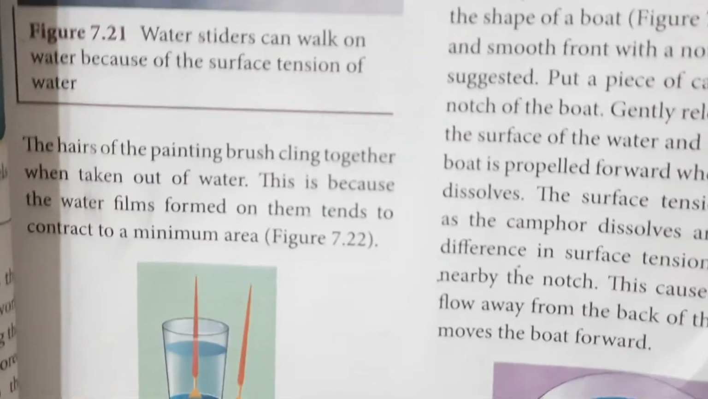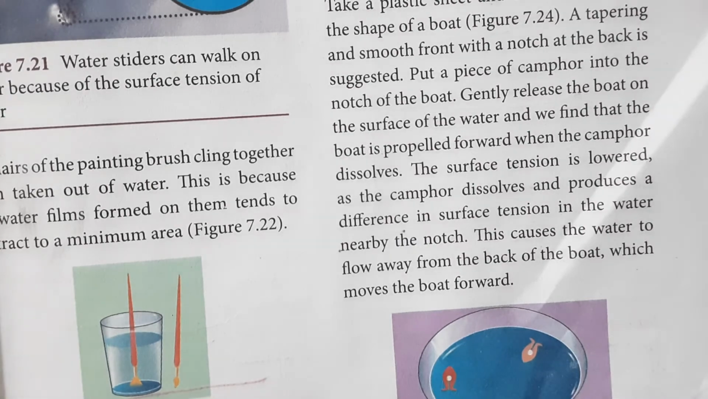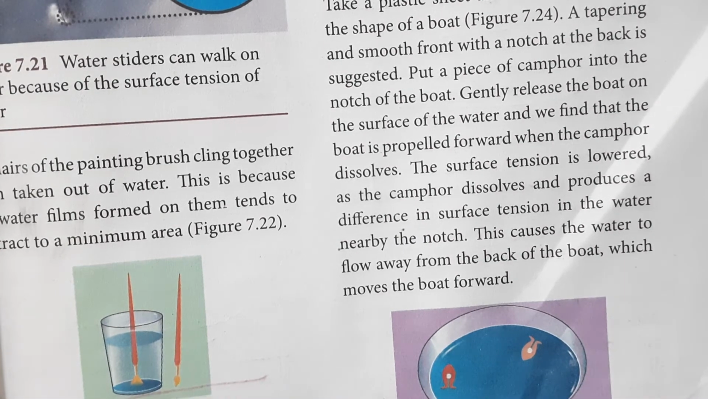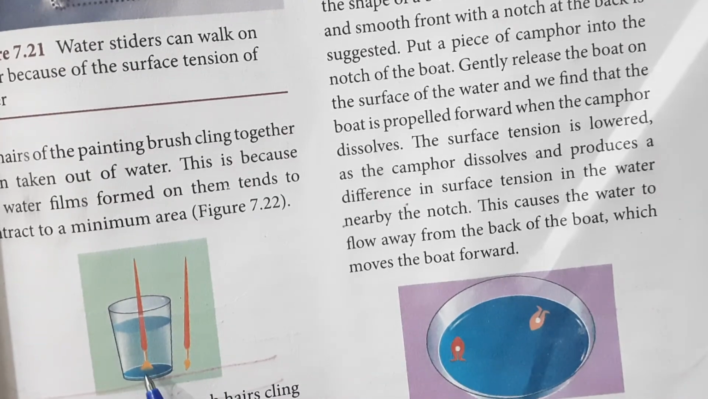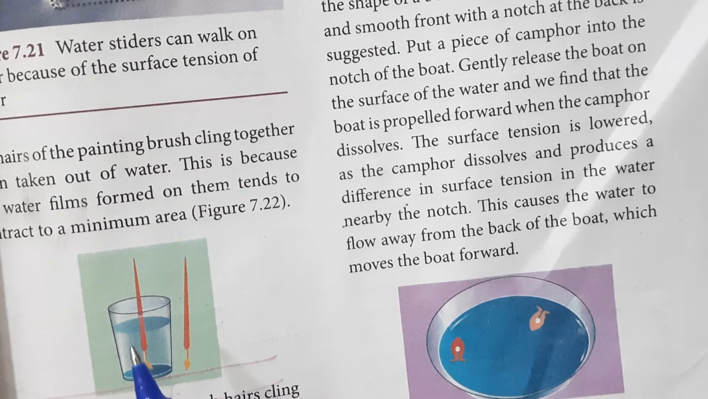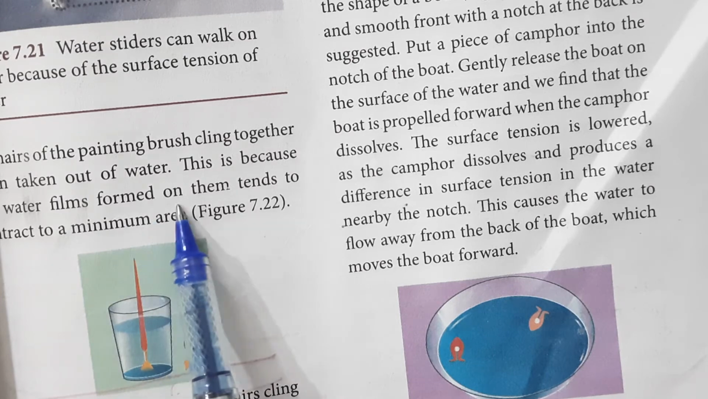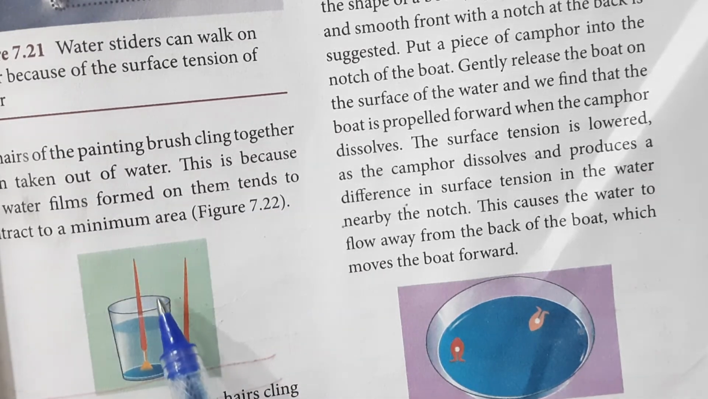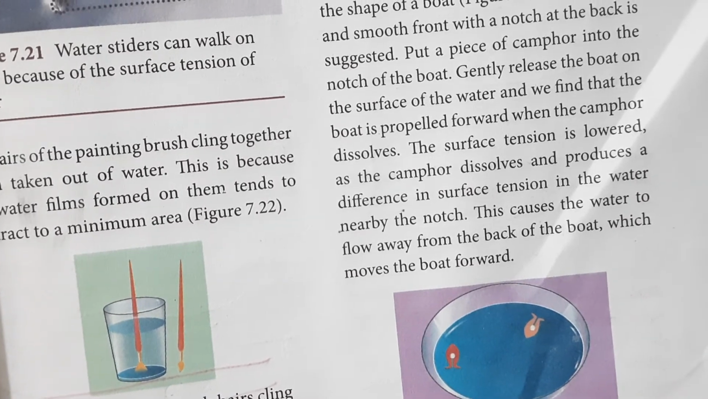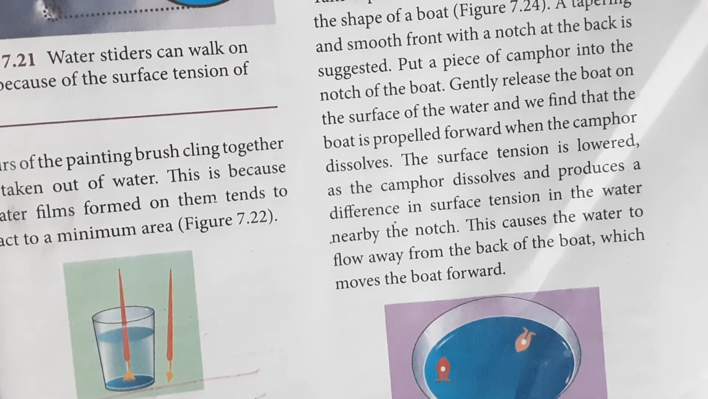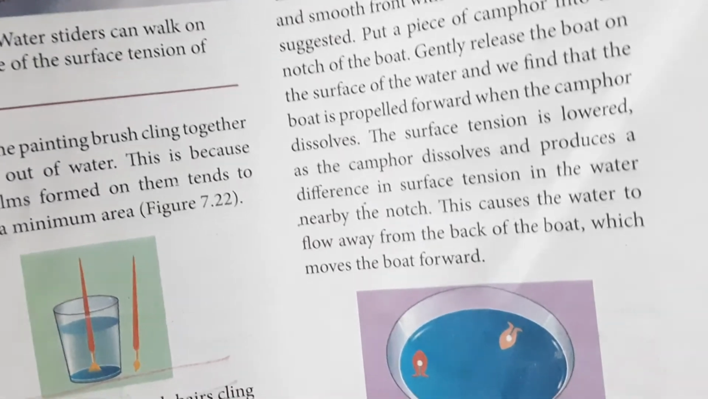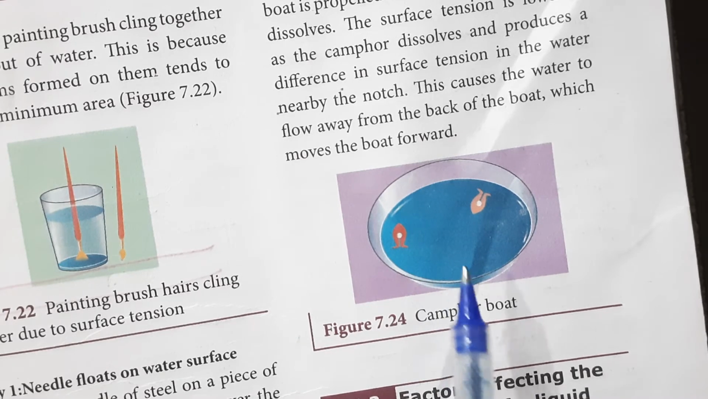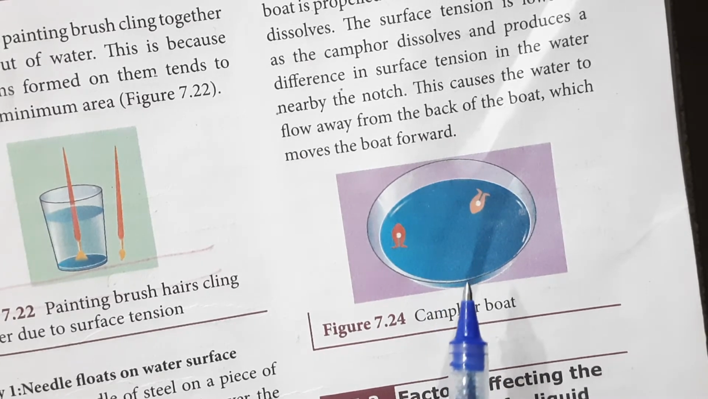Go through that. One is the hairs of a painting brush. When it is taken out of the water, the hairs cling together, isn't it? You have noticed the brushes cling together. This is also because the water film formed on the surface tends to contract to the minimum area. Then two more activities are also given, that is a needle floating on the water surface, and a plastic sheet paper boat.